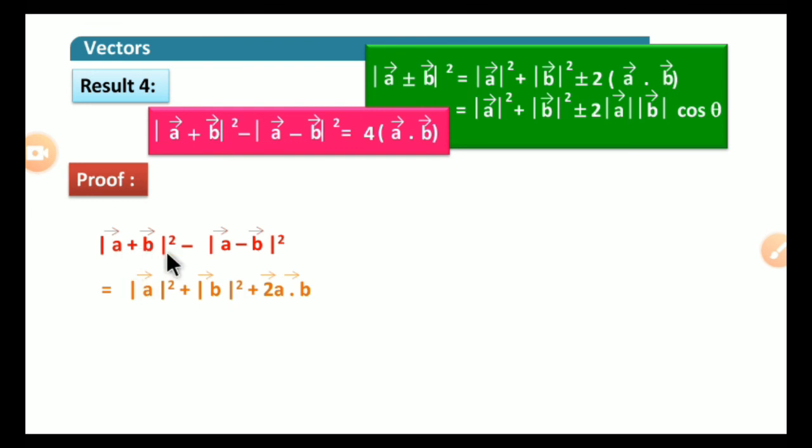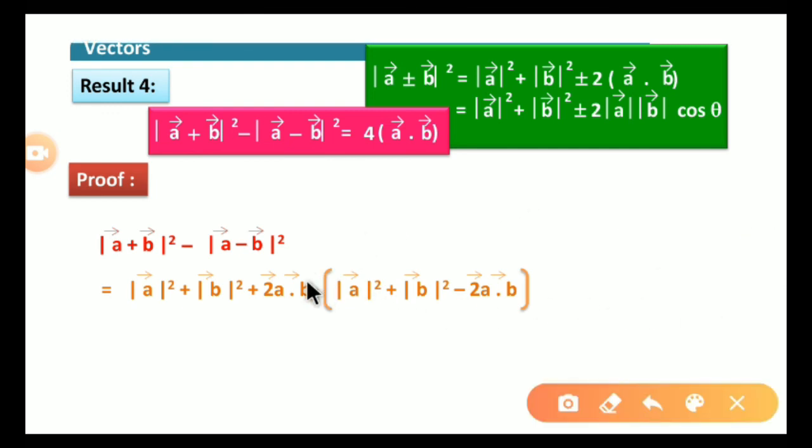Here magnitude of A plus B whole square is equal to magnitude of A square plus magnitude of B square plus 2 into A dot B. Similarly, here minus into the bracket, by the definition of this property, magnitude of A square plus magnitude of B square minus 2 into A dot B. Now we can multiply this minus sign to all these terms.